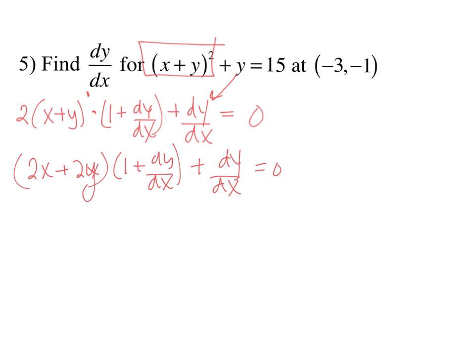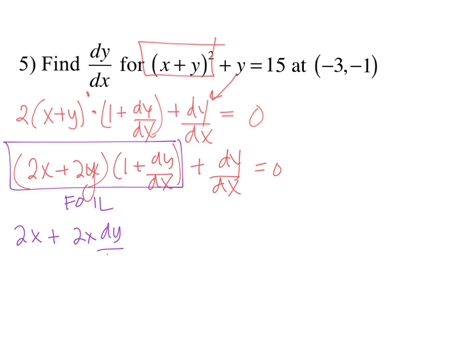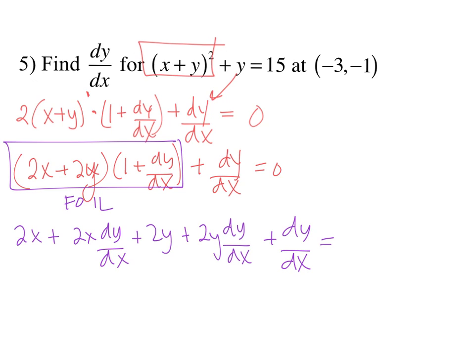Should we FOIL that out? Let's FOIL this out right here. Looks like we may have to FOIL. I don't know how else to unlock it, and we've got to FOIL. So 2x plus 2x dy dx. So first, outer, inner, and last. Okay, there we go. That's equal to 0. And yeah, that's the way to do it.